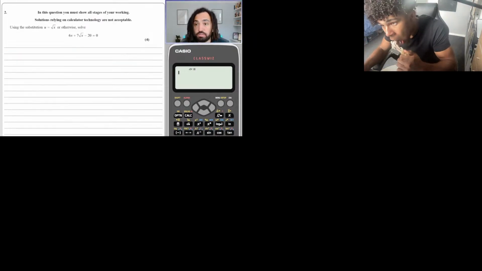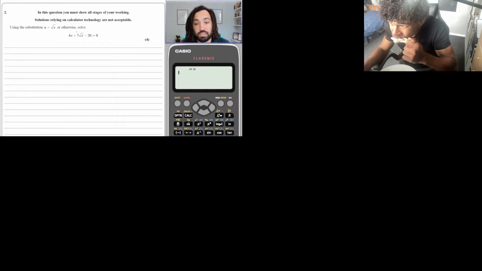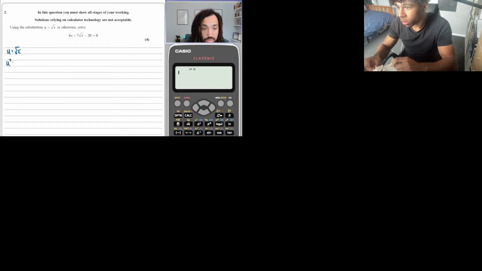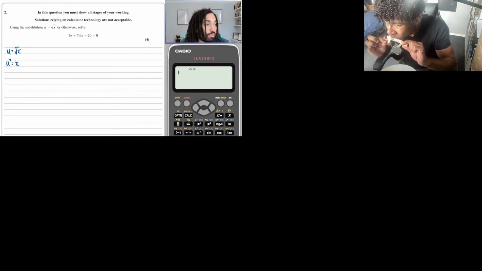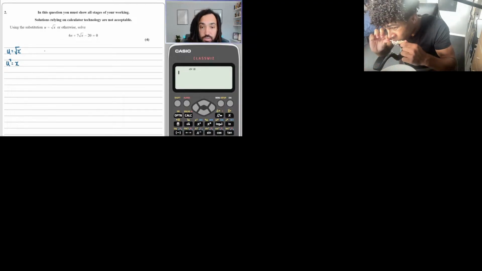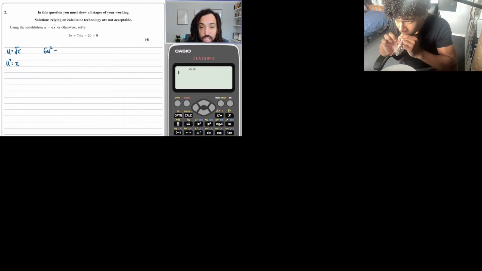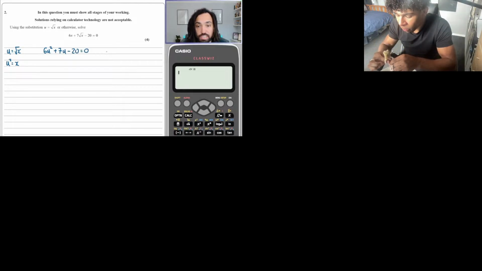Use the substitution u is equal to the root of x, or otherwise, to solve this. Okay, so I'm going to write u is equal to the square root of x. Then I'm going to square both sides, so I get u squared is equal to x. And now we can sub both of these in. So the equation becomes 6x, we know is u squared, plus 7 root x, which is u, so 7u, minus 20 equals 0. And it's another quadratic to solve.